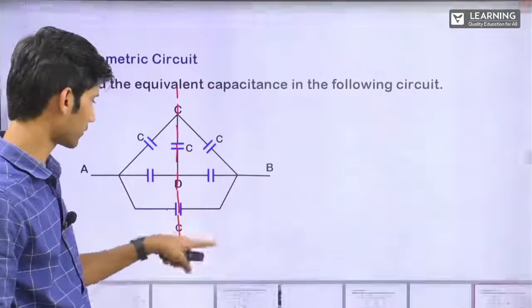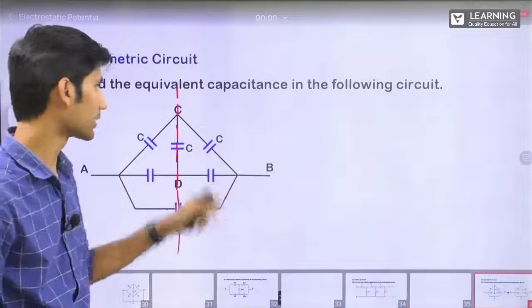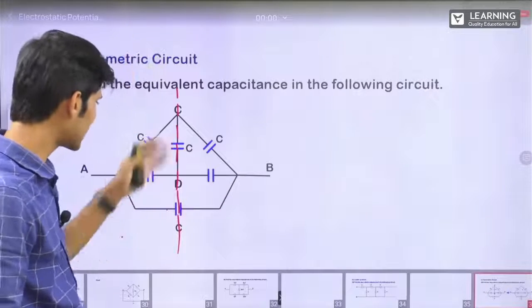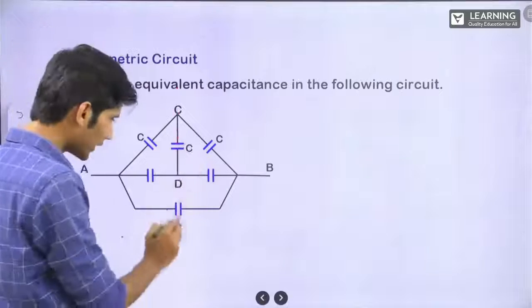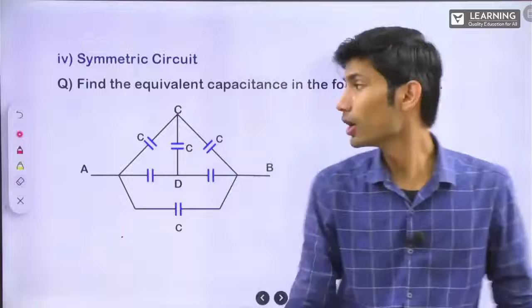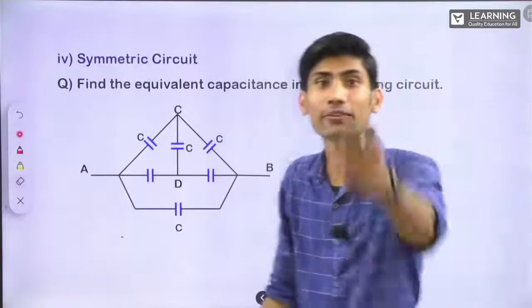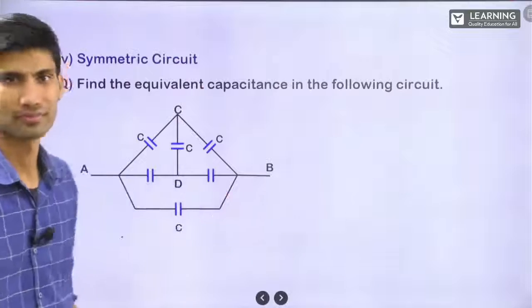One plate is this side, one plate is this side. Either half plate is this side, this side. This plate, this plate, this plate, this plate. This is completely symmetric about this line. So whenever you see any circuit which is completely symmetric about a line, on that particular line of symmetry, if there is any capacitance, if there is any wire, remove that. Fine.